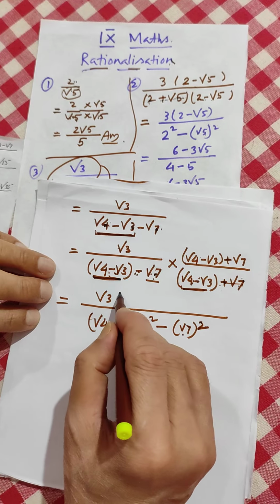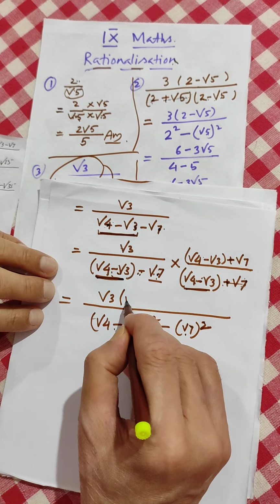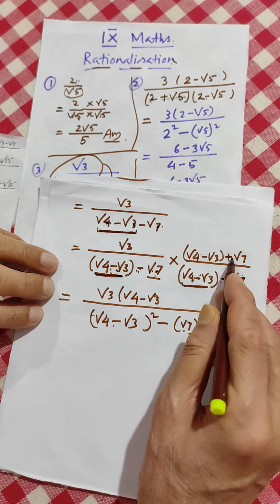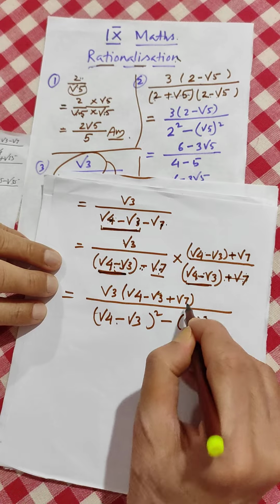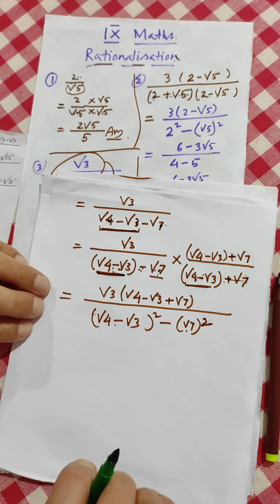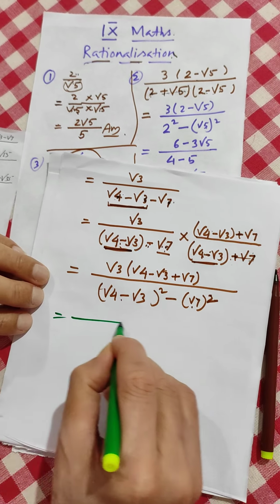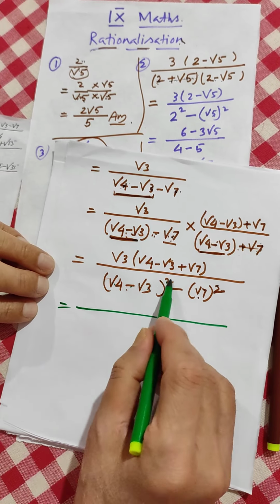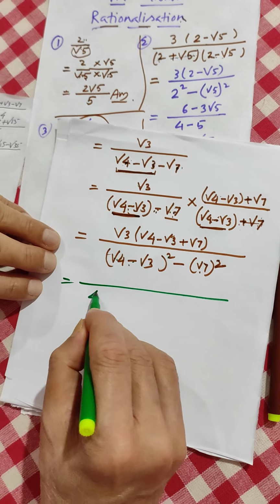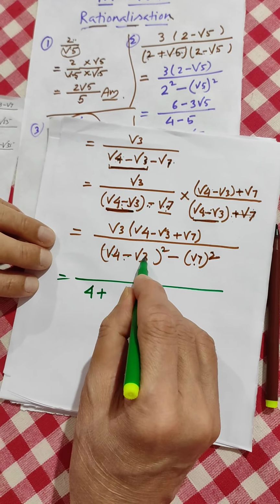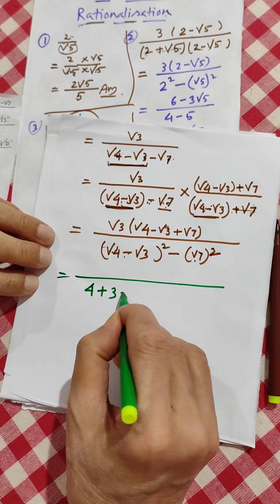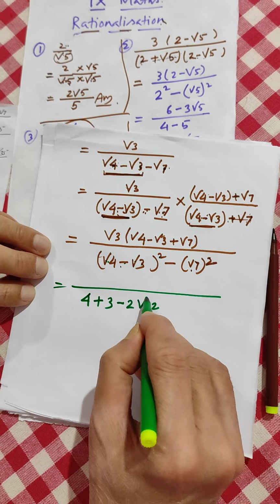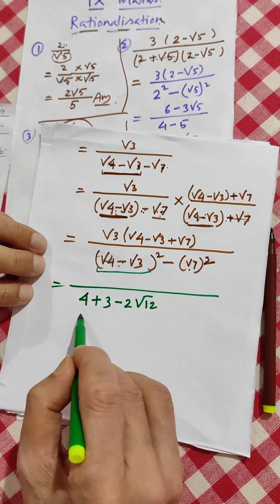So root 3 into root 4 minus root 3 plus root 7. Now, see the denominator. Now this is again the formula, (A minus B) whole square. So (A minus B) whole square is A square. Now root 4 square is 4. A square plus B square, root 3 square is 3. Then minus twice AB, so it will be 2 root 4 into 3, that is 12.